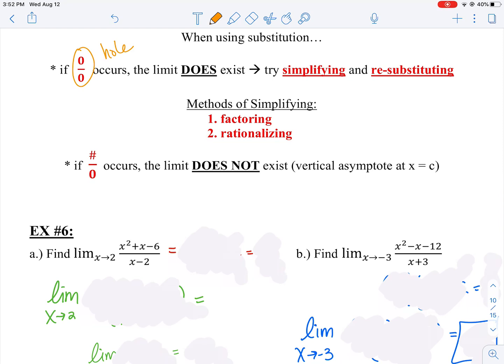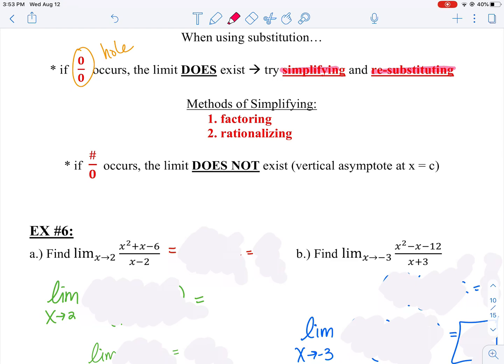But remember, just because there's a hole doesn't mean that my limit doesn't exist. Remember Starbucks? Just because Starbucks is closed doesn't mean we can't hang out there until they open. So even though we get 0/0, doesn't mean that my limit doesn't exist. It does exist. We just have to somehow figure out where our path is, even though there's a hole in our way. So what we're going to try to do, really, is get rid of that hole. We're going to try to simplify and then resubstitute.